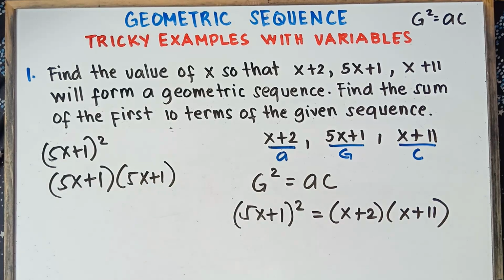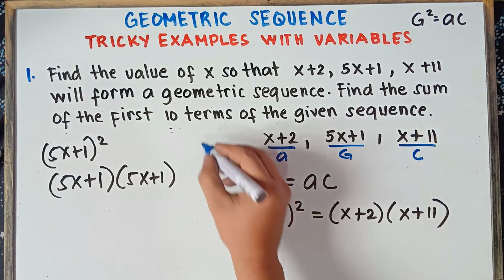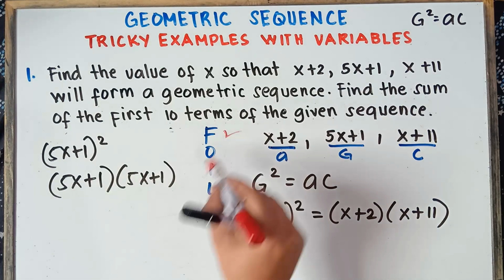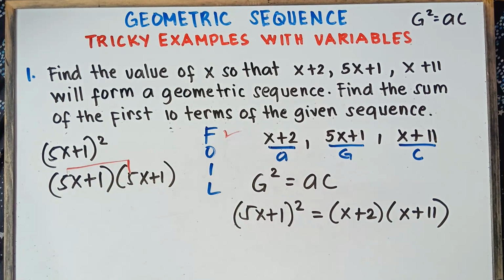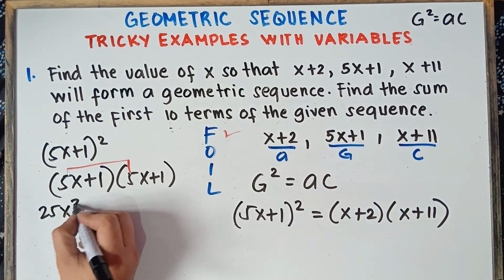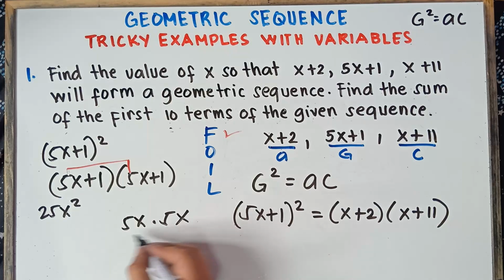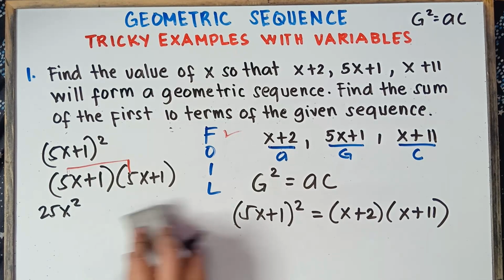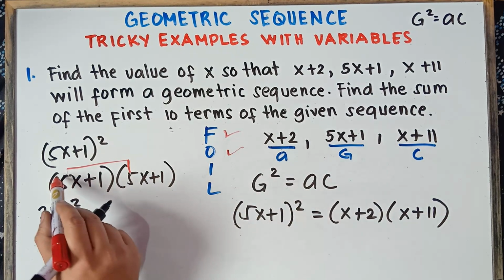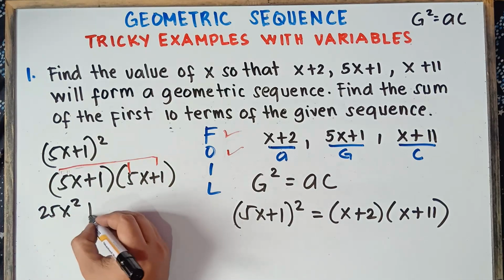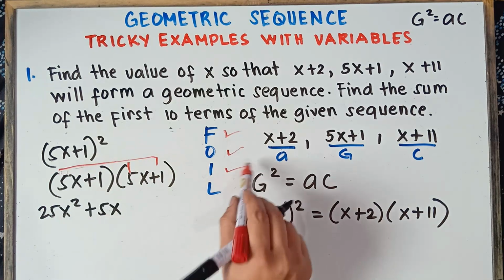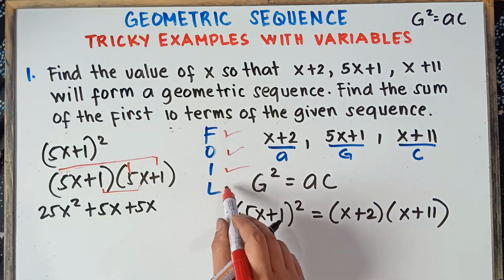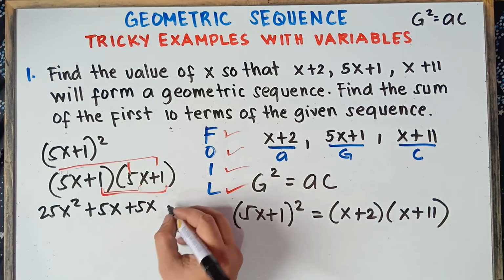And then we can apply the FOIL method, class: first, outer, inner, last. First, 5x times 5x, 5 times 5 is 25, x times x is x squared, so that would be 25x squared. Outer, 5x times 1, that would be positive 5x. Inner, 1 times 5x, positive 5x. Last, 1 times 1, positive 1.